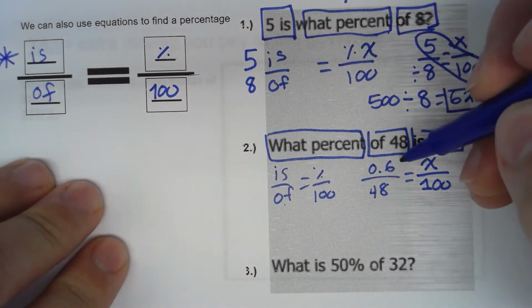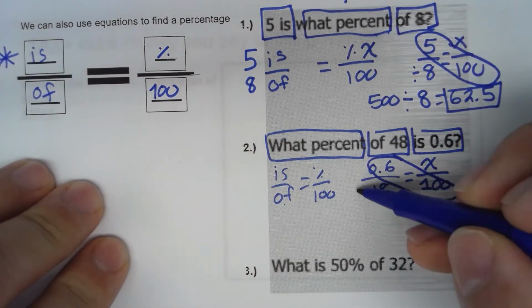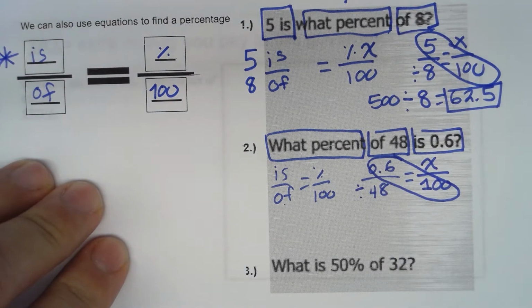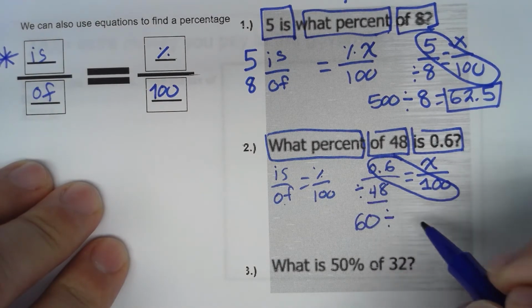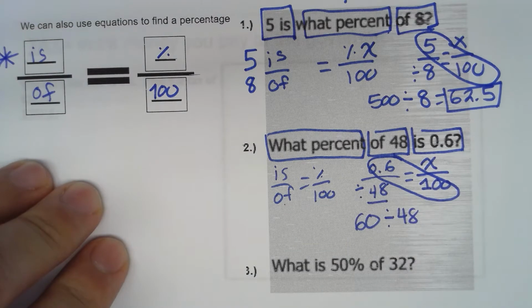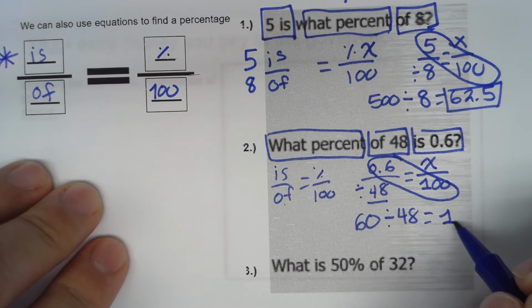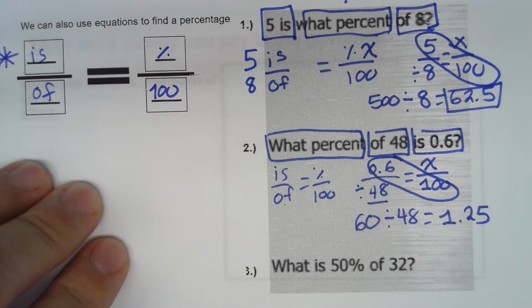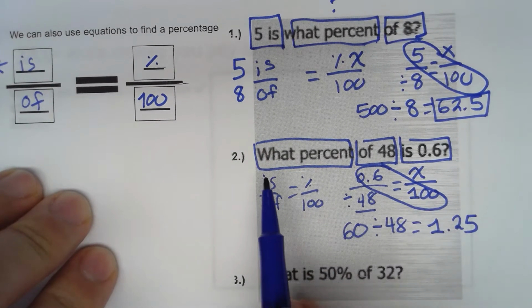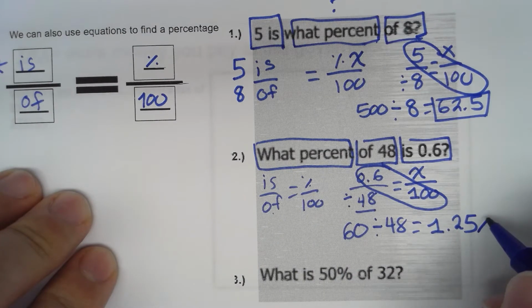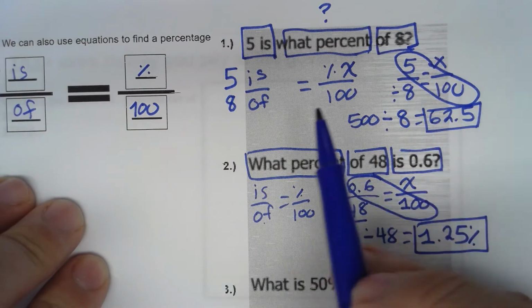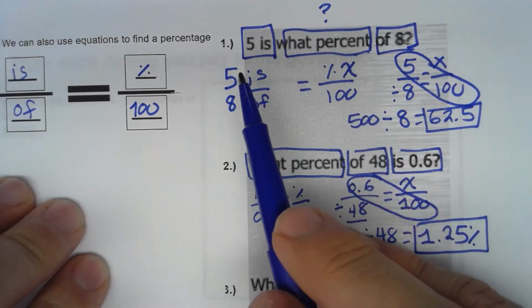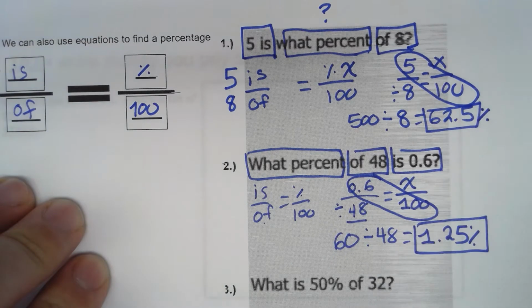I do the same thing. I need to cross multiply and then divide. So 0.6 times 100 is 60. And then I divide that by this number, 48. And I get 1.25. Okay? And remember, it's asking me what percent, so my answer is going to be in percent. Same thing here. 5 is what percent of 8? 5 is 62.5% of 8.